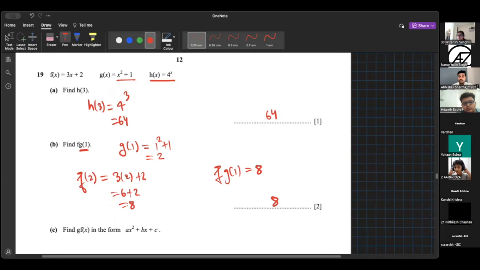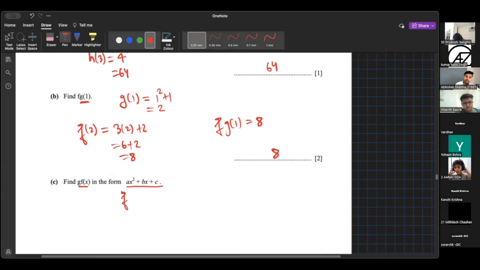Any questions in this? Okay, we're moving on to part C. There are three functions, f of x, g of x, and h of x. It says find g of f of x in the form of ax square plus bx plus c, which is the general form of quadratic equation. That means we are going to get a quadratic equation when we expand g of f of x.